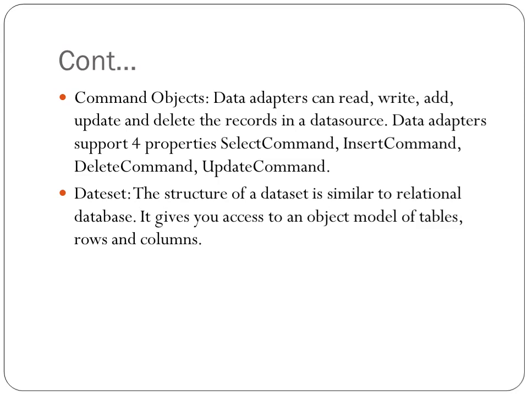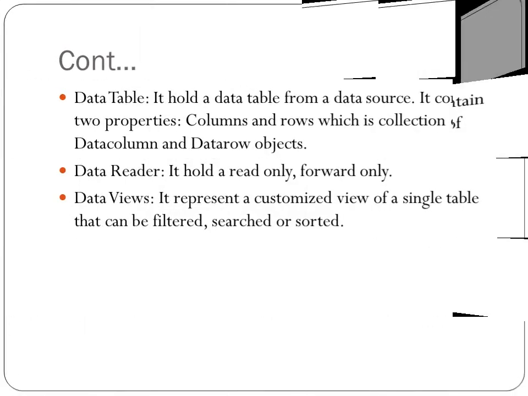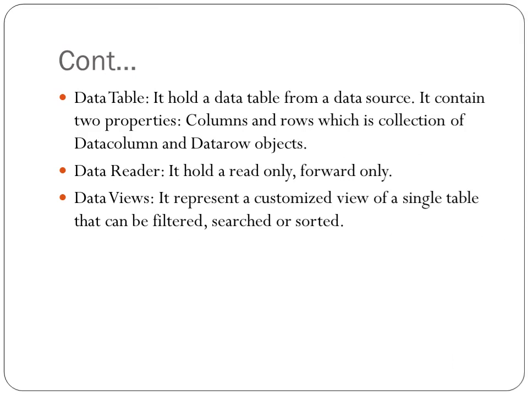And next one is data set. The structure of a data set is similar to a relational database. It also looks like a table which contains rows and columns. Whenever we look at a table in a database, there will be a table that contains columns and rows, that is a collection of data column and data row objects.